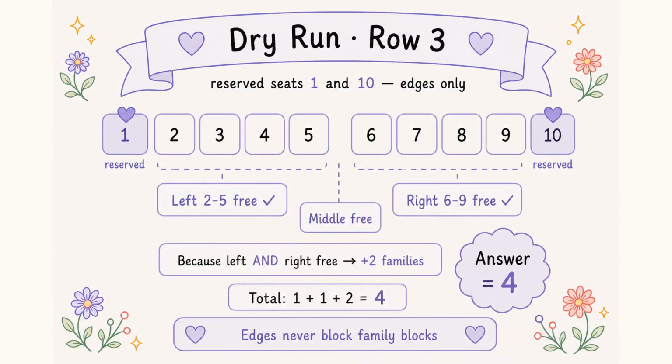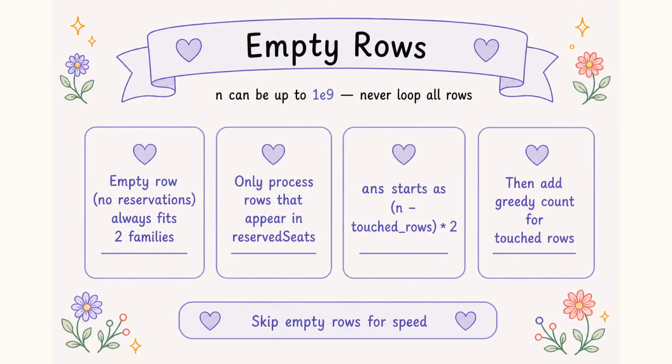Row 3 only reserves edges 1 and 10. Left 2 through 5 is free. Right 6 through 9 is free. Because both ends are free, add 2 families. Total is 1 plus 1 plus 2, which equals 4. That is the answer.